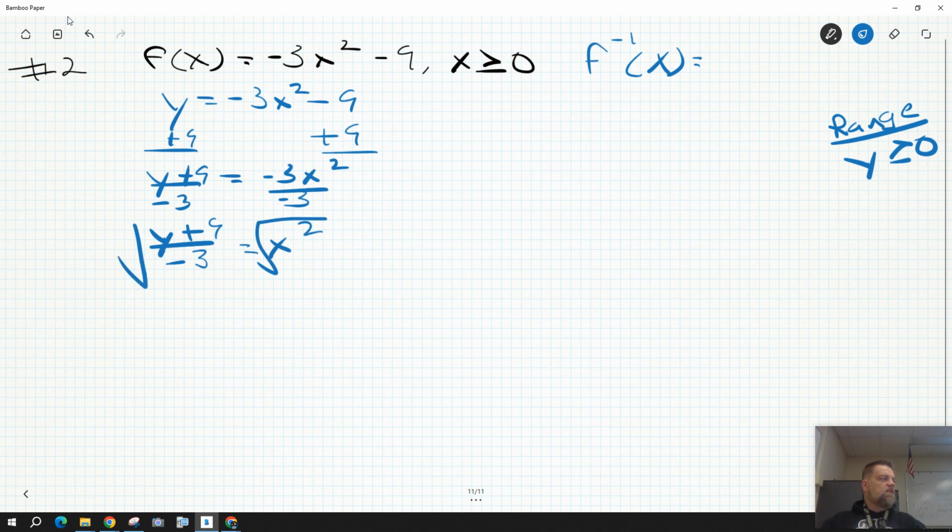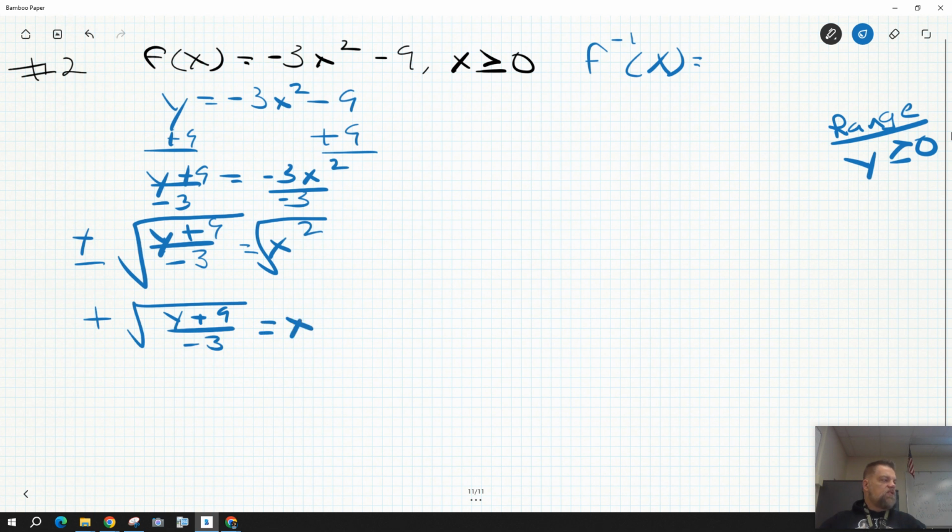Take the square root of both sides. Remember, when you take the square root, you have to think about positive and negative, but if I say the range is greater than or equal to 0, what does that tell you? Which square root do we keep, the positive or the negative? Yeah, we're going to end up keeping the positive. So that becomes the square root of y plus 9 all over negative 3 equals x.